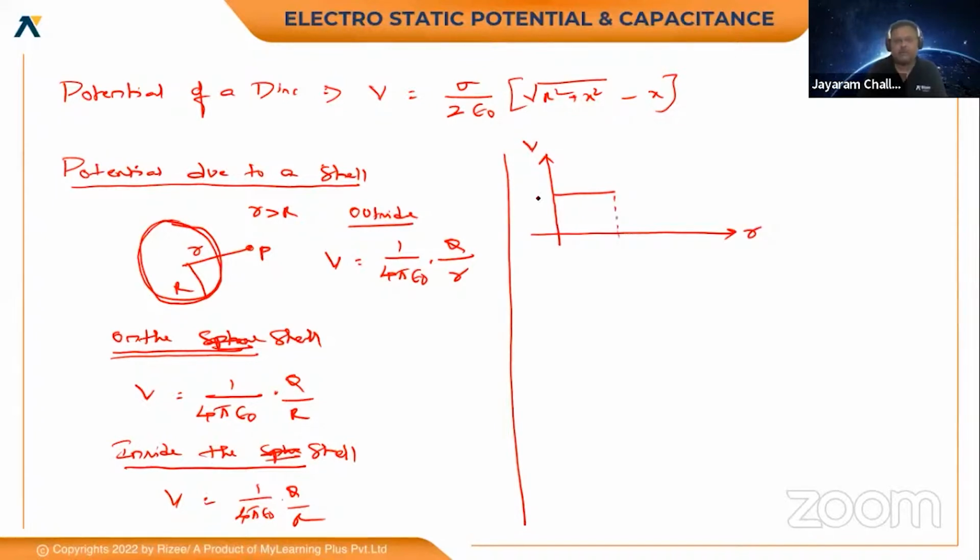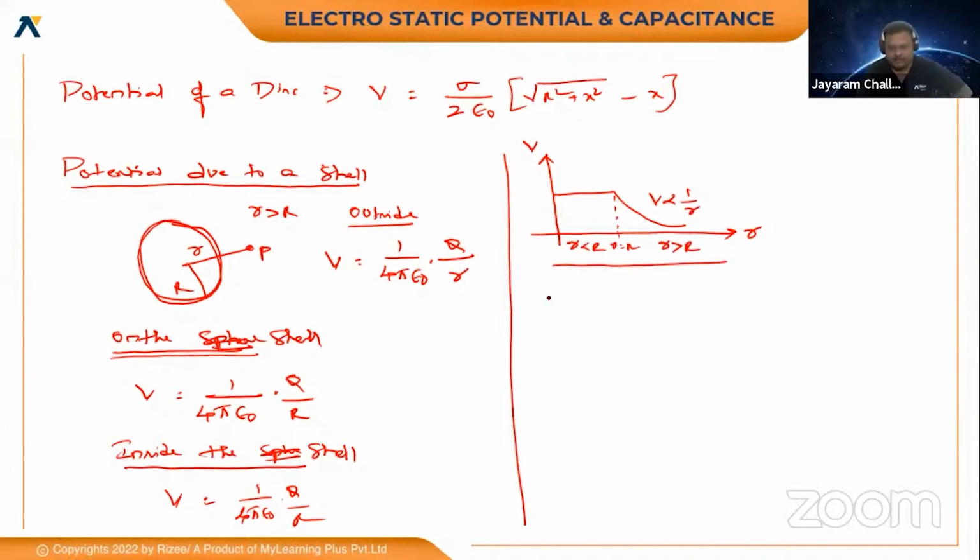So inside, at every point, it is constant. This is the region where small r is less than capital R. Small r is equal to capital R, and after that it is inversely proportional to r. So it's a rectangular hyperbola for r greater than capital R.